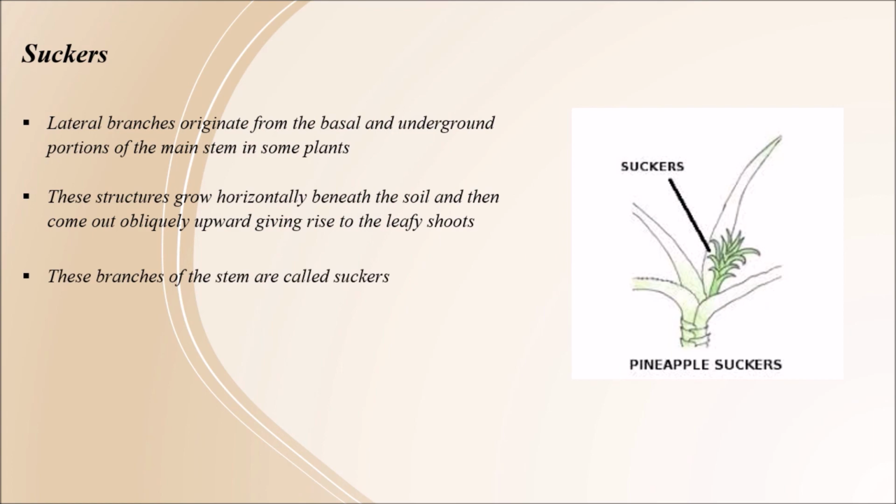So the lateral branches which originate from the base or underground portion of the main stem grow horizontally, and later come out obliquely, giving rise to leafy shoots. Such branches of the stem are called suckers. Examples we have banana, pineapple and chrysanthemum. So that's all for now regarding the stem and modifications of the stem.